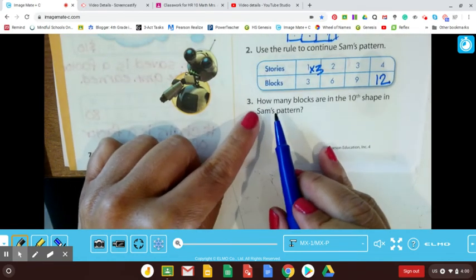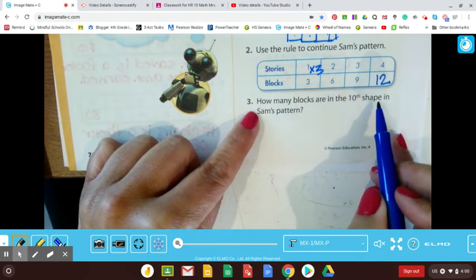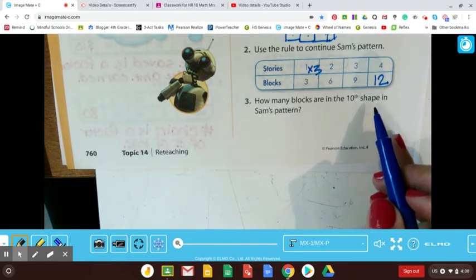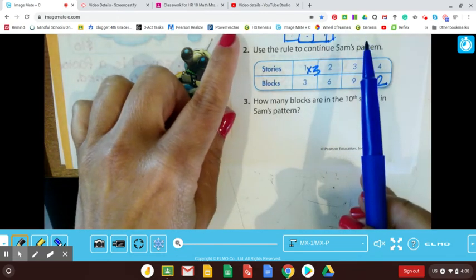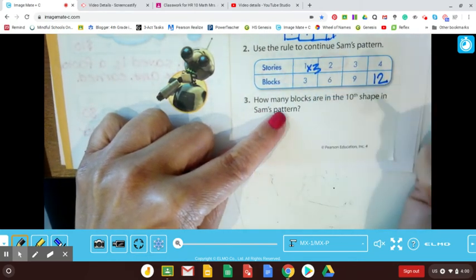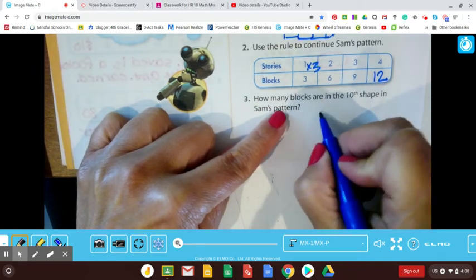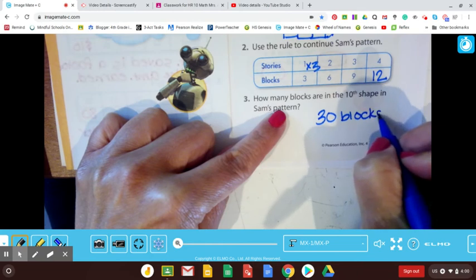And the question is, how many blocks are in the 10th shape in Sam's pattern? Not really sure what they mean by that. Oh, well, I guess you could just multiply 10 by 3, right? Because our rule is multiply by 3. So the 10th shape would be 10 times 3, which is 30. So that would be 30 blocks.